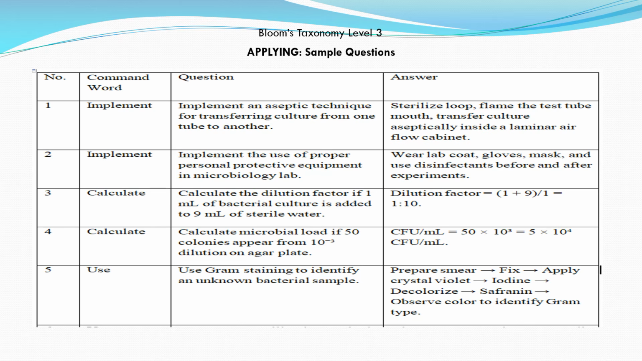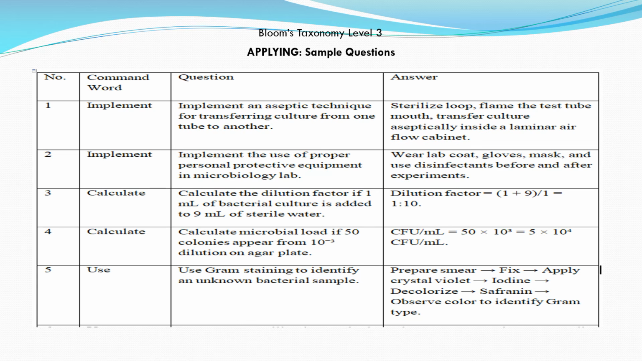Like if we go through the applying level, we can see: implement an aseptic technique for transferring culture from one tube to another. The answer will be: sterilize the loop, flame the test tube mouth, transfer the culture aseptically inside the laminar flow cabinet. Calculate the dilution factor when 1 ml bacterial culture is added to 9 ml sterile water. The dilution factor will be (1 plus 9) by 1, a 1 to 10 ratio.